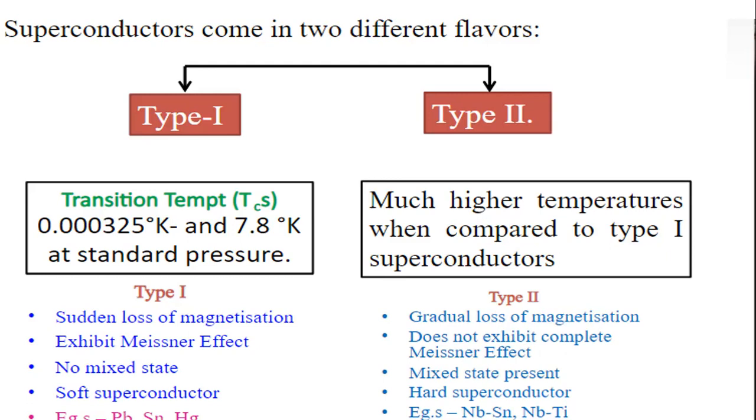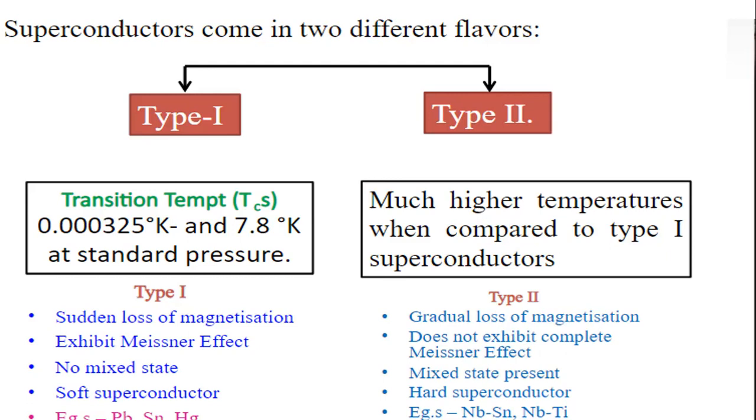So there will be no mixed state. What is this mixed state? I will show you. Type 1 superconductors are termed soft superconductors. Lead, tin and mercury are a few examples of these type 1 superconductors, right?